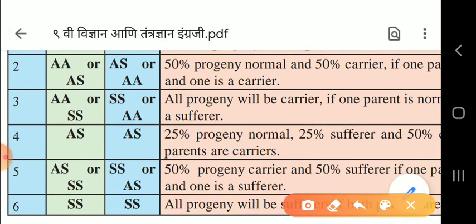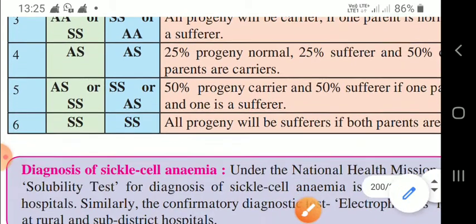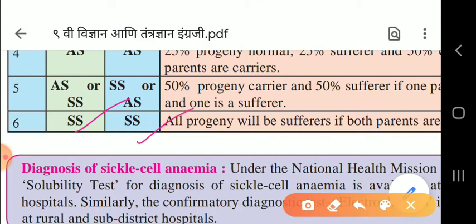disease. AA or SS, SS or AA, all progeny will be carrier if one person is normal. AS and AS, 25% progeny will be normal, 25% will be sufferer, and 50% carrier. AS and SS, SS or AS, 50% progeny carrier and 50% sufferer. Now, SS and SS, all progeny will be sufferer if both the parents are sufferer.